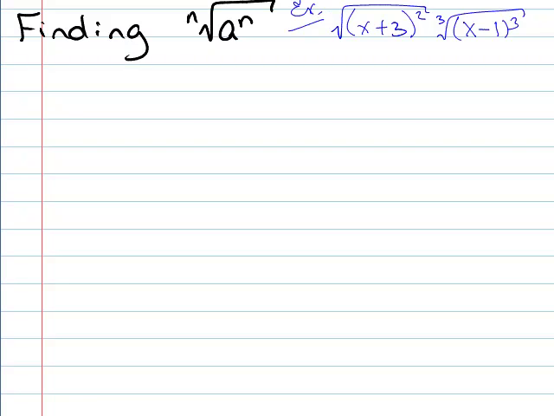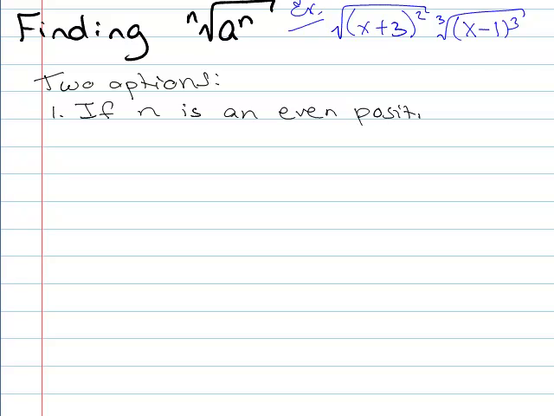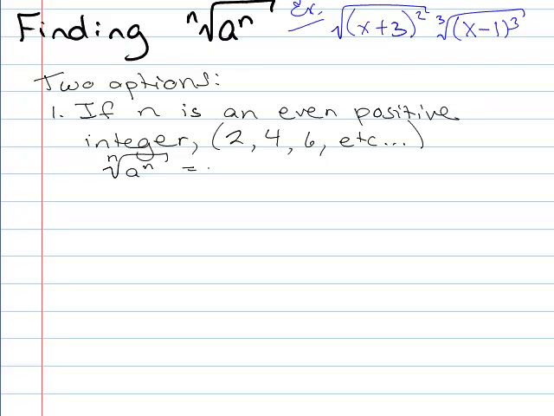So there are two basic rules, two options that we follow. The first one is if n is an even positive integer, so like the ones that we care about would be 2, 4, 6, etc., then the nth root of a to the n is going to be written as the absolute value of a.